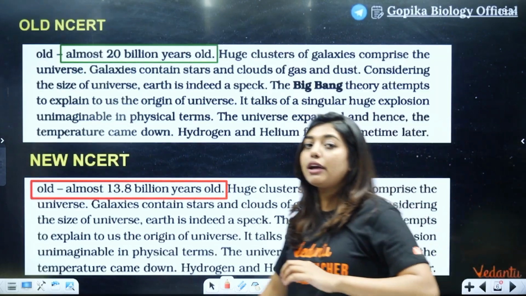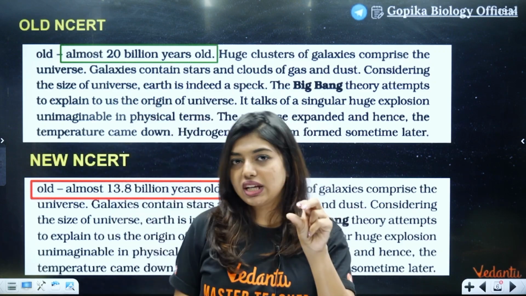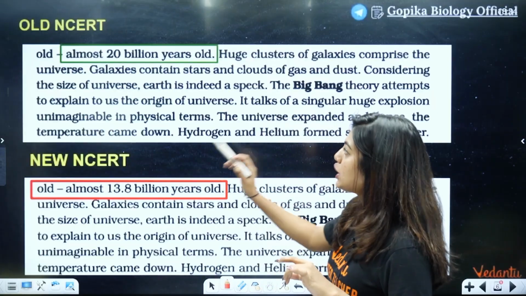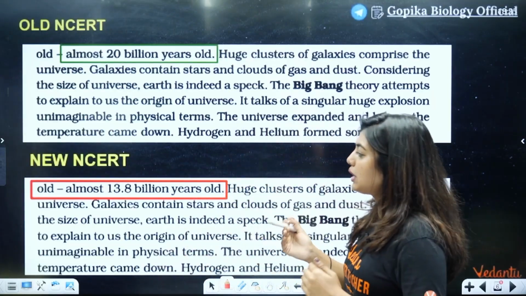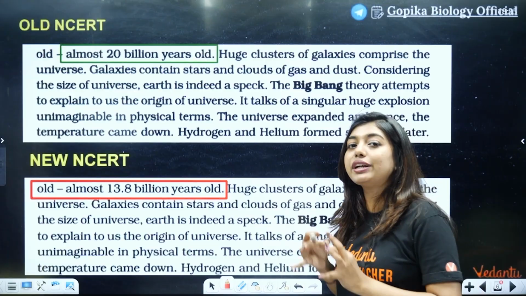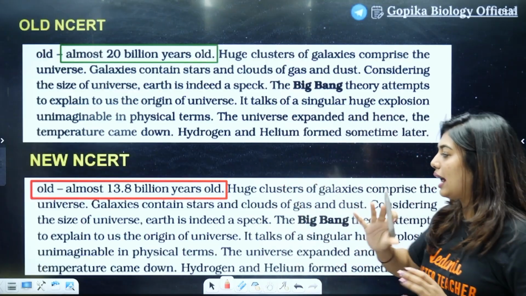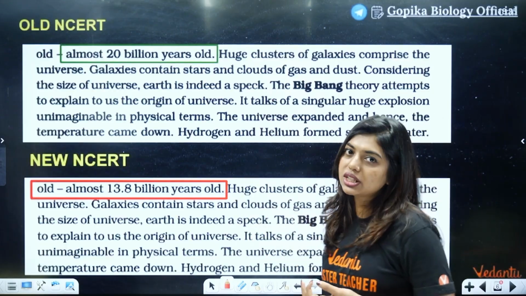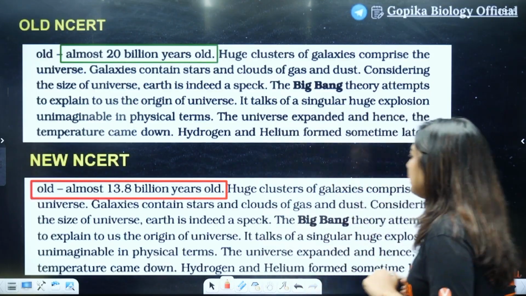Now if you come to evolution, students, one major change is in the number. So this can come as a question later. Before, they used to tell that the universe was created almost 20 billion years ago. Now they have told that it is only 13.8 billion years ago that the universe was created, and about the Big Bang theory everything continues. But here there's a major change in the number. That number might come later as a question, so that's why it's very, very important.